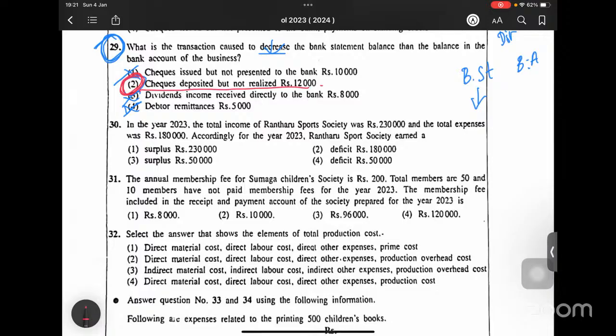We have recorded 5,000 as deposited, but here it is not yet realized. So the bank statement will show a lower figure.